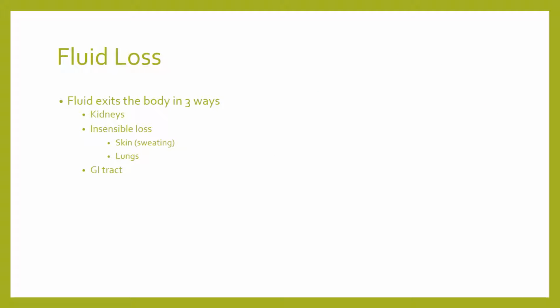Fluid loss. What goes in must come out. So fluid exits the body in 3 ways. First of which is kidneys. Kidneys are responsible for excreting stuff from the body. The next of which is insensible loss. This is loss that we don't consciously know that we're losing. So for example, skin. We can sweat through our skin, and that's also creating fluid loss.